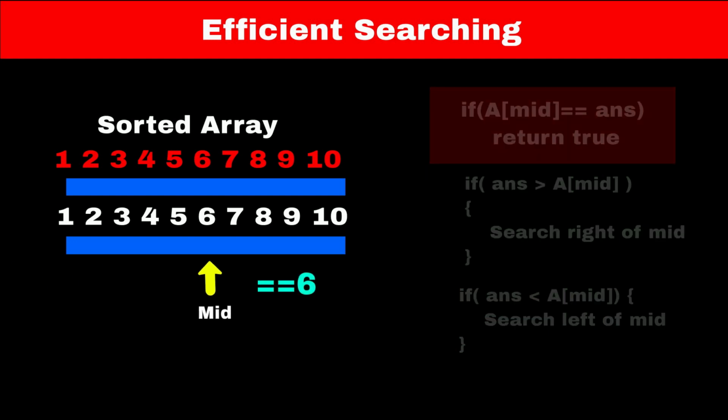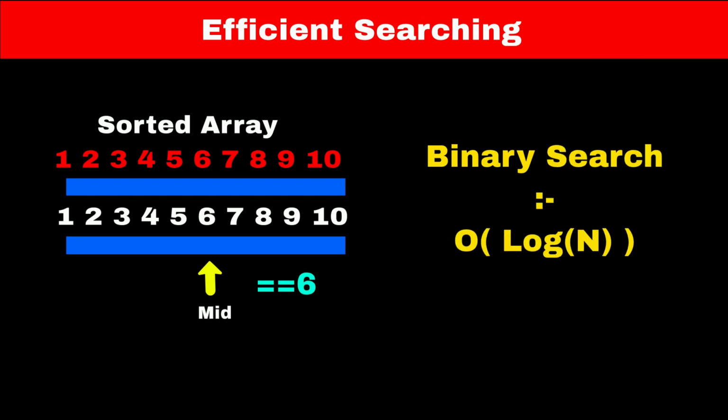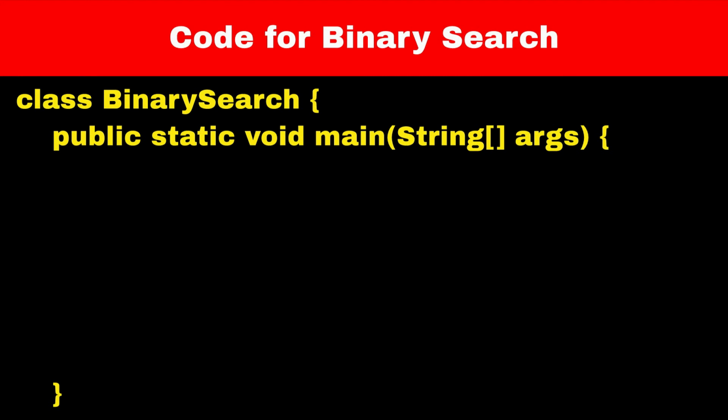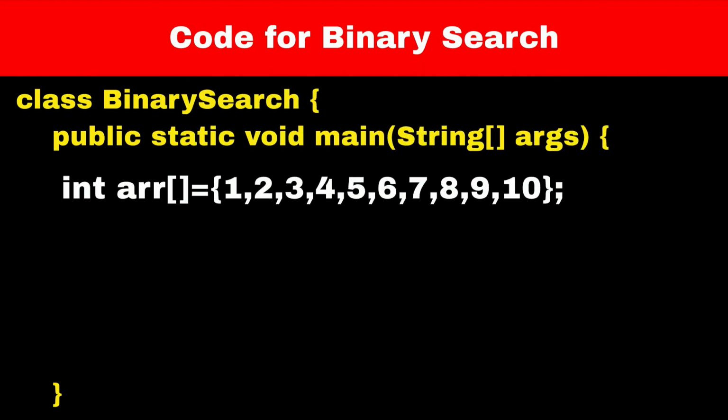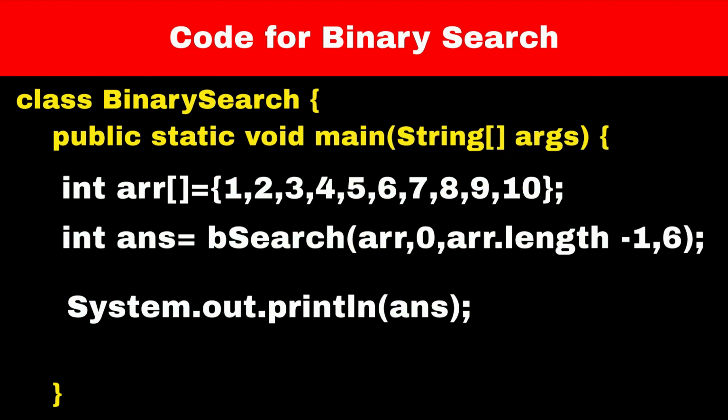This type of searching algorithm is called as a binary search, which has a big O of log n time complexity. So let's understand the code for binary search. First, let's define an array in the main method with the size 10 and element to be searched is a 6. So let us create a function for binary search which will return the index of our element, and if element is not present, then it will return -1. This function will take 3 parameters, which is start, end and answer that we are searching for. So initially start will be 0, end will be the size -1 and answer will be 6.